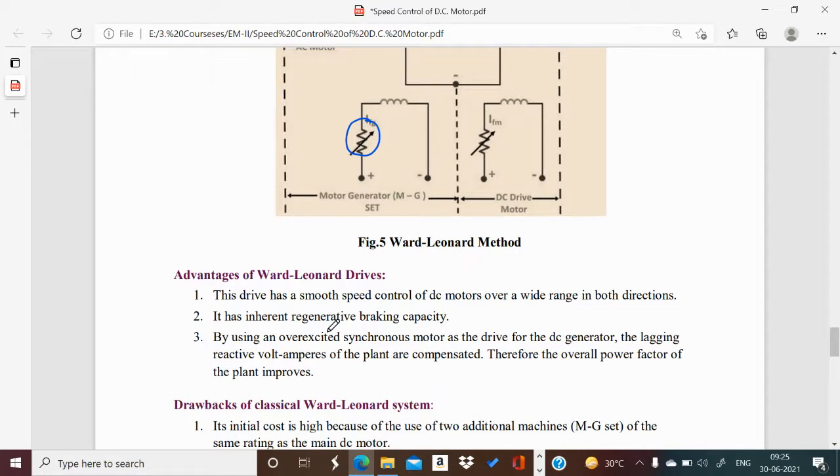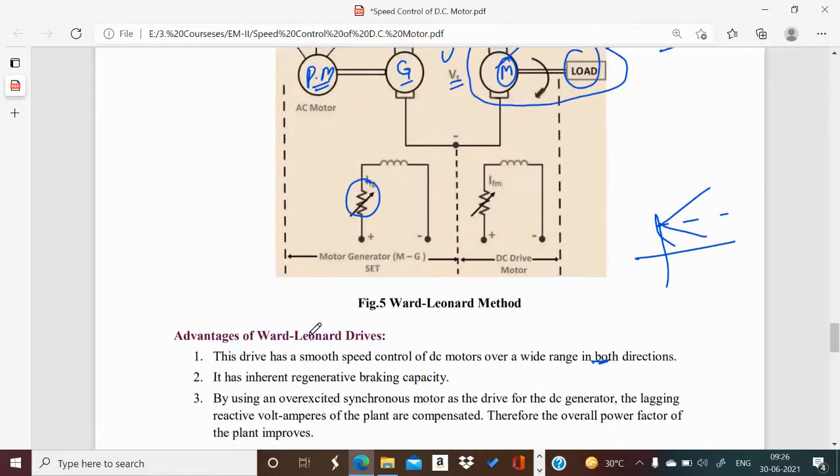The main advantage of the Ward Leonard method is that this drive has smooth speed control of a DC motor over a wide speed range. That means in this mechanism we are capable of controlling speed above the base speed and below the base speed. Both are possible, because Eb depends upon V minus Ia Ra. So we simply tackle this input voltage, which is the output voltage of the generator. Then this V will be directly controlled by the field.